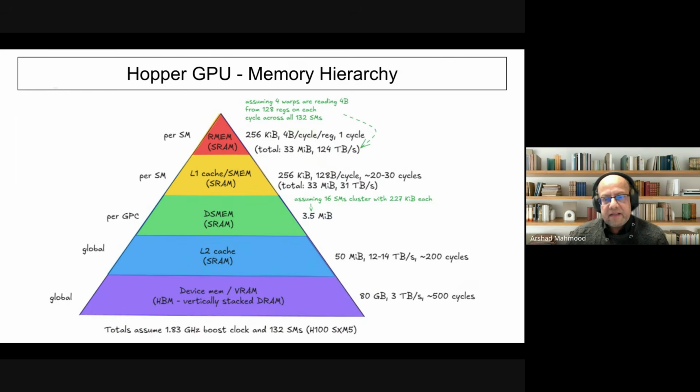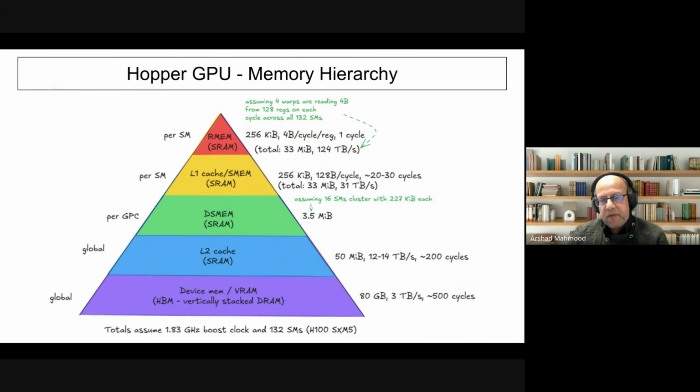The next level is actually L2 cache, and this is on the chip itself. The device memory is on separate chips that are on the card, but from L2 up, these are things that are actually on the chip. The L2 cache, which is the SRAM, which is shared memory, is 12 to 14 terabytes per second, so about 4x the performance.